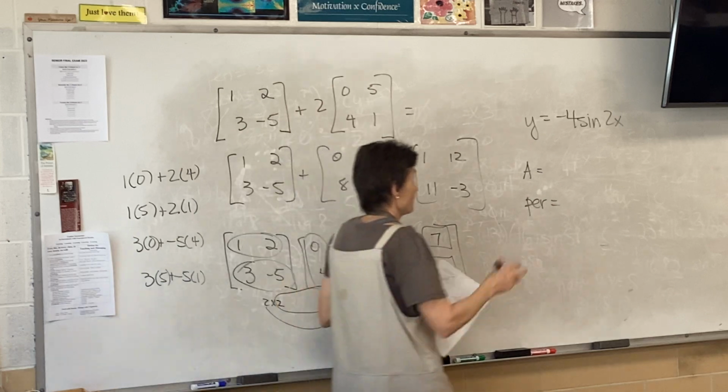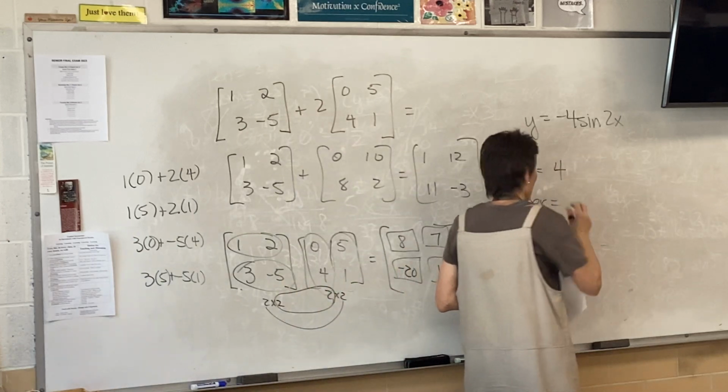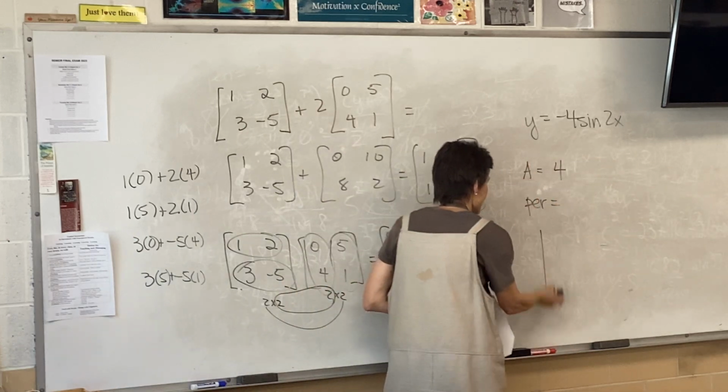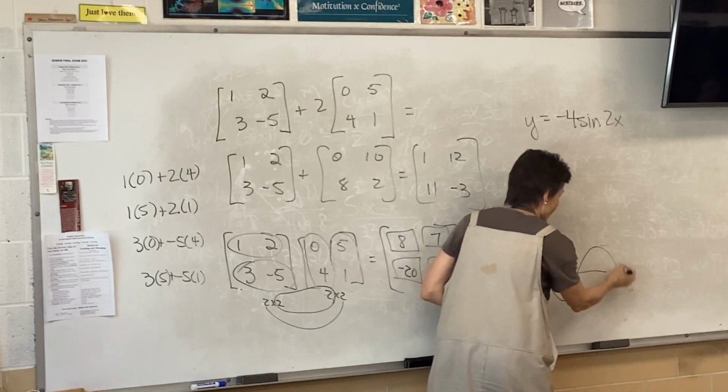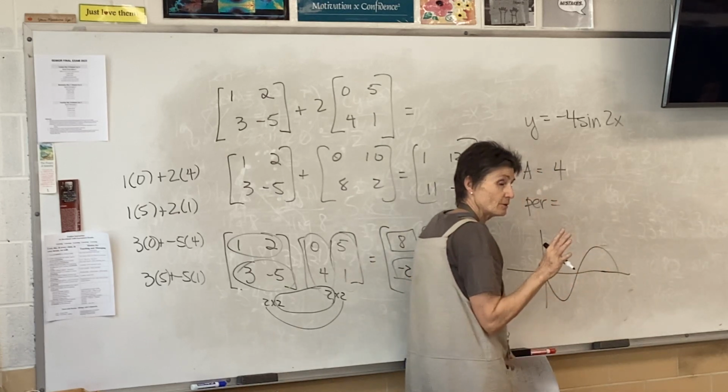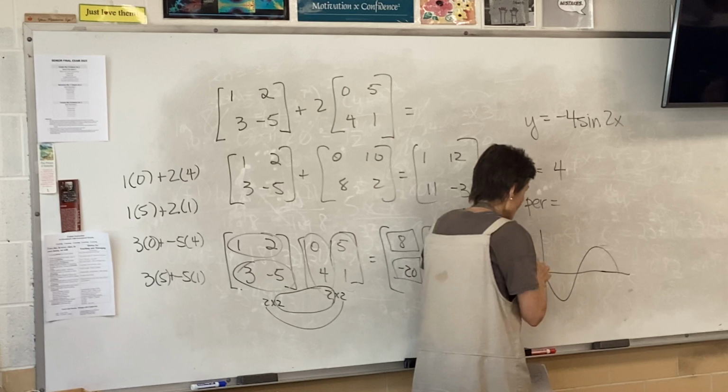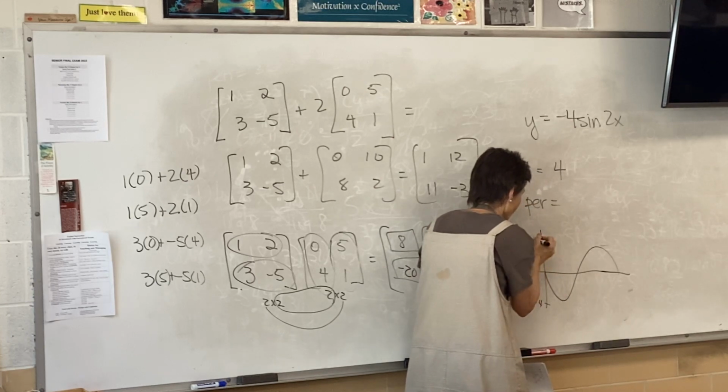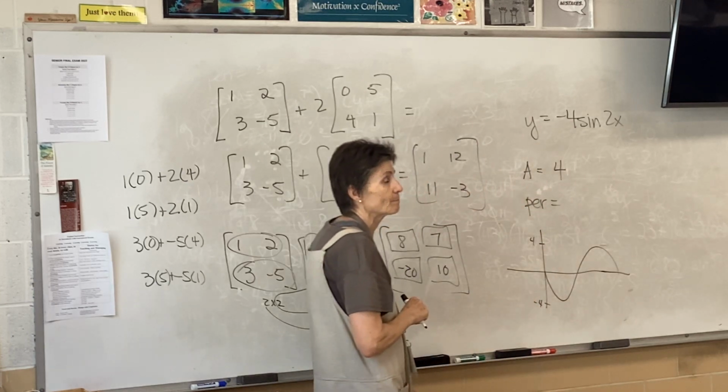What's the amplitude in this equation? 4. Perfect. If you graphed this thing, it's a negative sine curve. You're not graphing. Don't worry about that. But if you did, it would go down 4 and up 4. That's its amplitude.